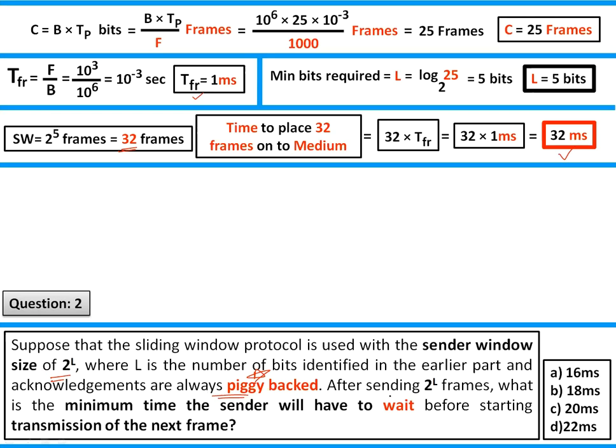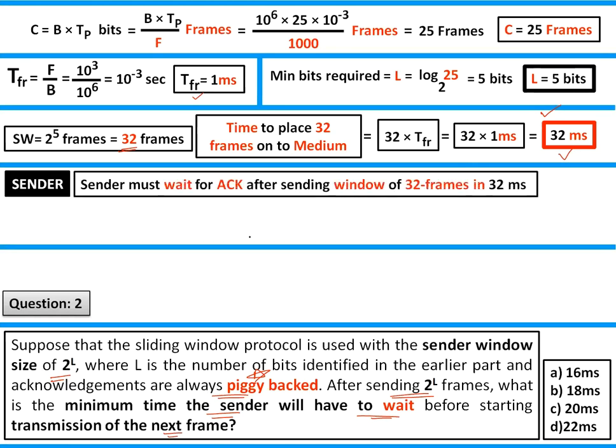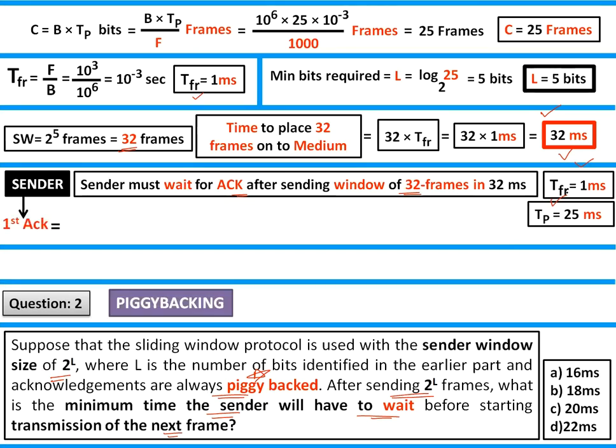Now the question: after sending 2 power L frames, what is the minimum time the sender will have to wait before transferring the next frame, until I get the acknowledgement? By 32 milliseconds, my buffer is full. So I am desperately waiting for an acknowledgement. The sender must wait for an acknowledgement after sending a window of 32 frames in 32 milliseconds. So TFR is 1 millisecond, TP is 25 milliseconds. The first acknowledgement will come piggybacked. Whenever I say piggybacking, there won't be any separate acknowledgement.